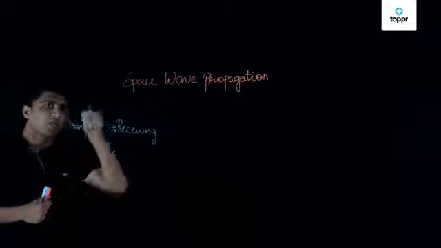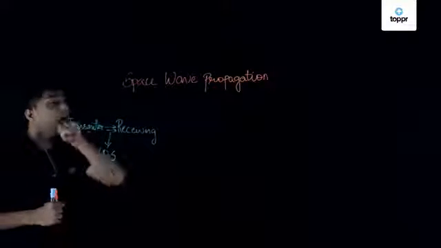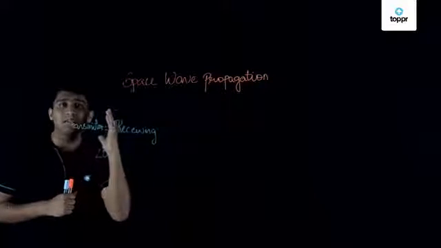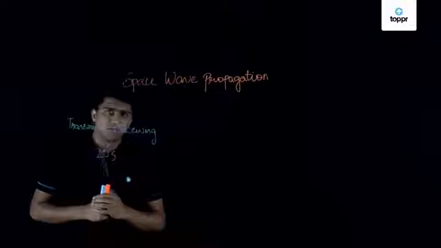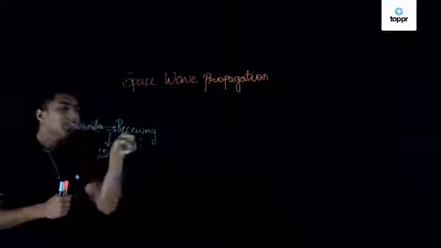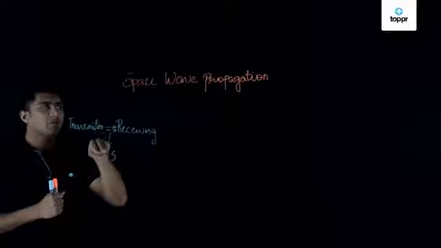LOS means line of sight, which means the radio wave which we are propagating will be going from the transmitter directly to the receiver. If in between any barrier is there, the signal won't be reaching the receiver end. If the signal from the transmitter is directly reaching the receiver, then we can say that the method of propagation of radio wave is space wave propagation.